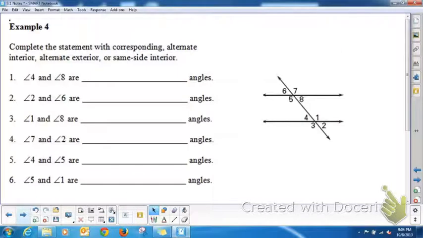Let's try this one. Complete the statement with corresponding, alternate interior, alternate exterior, or same side interior. Take a minute, pause the video, and then check your answers afterwards.